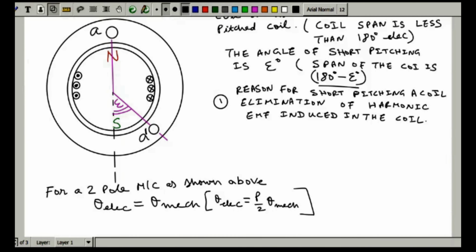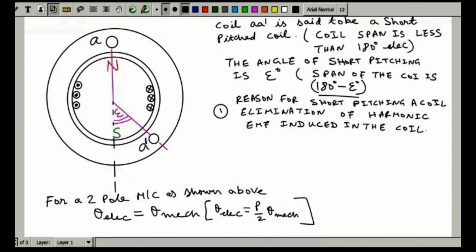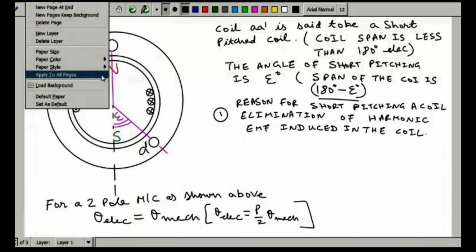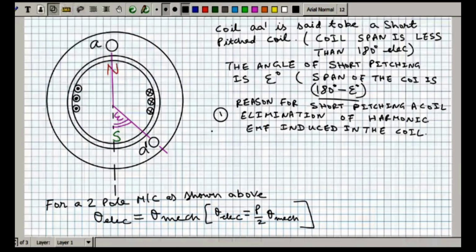So what is the advantage of going for short pitching a coil? If you are short pitching a coil, then the copper required is less. Let me show you here. If I just again bring on the grid line so that we can compare it better. Let's say I am drawing a coil here.